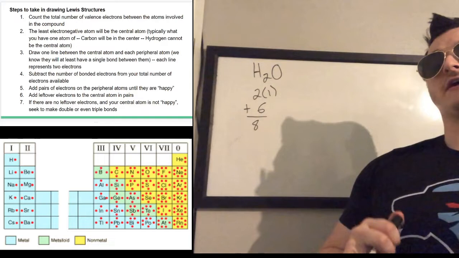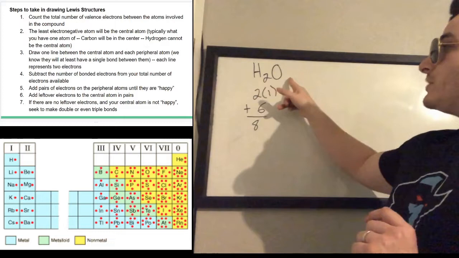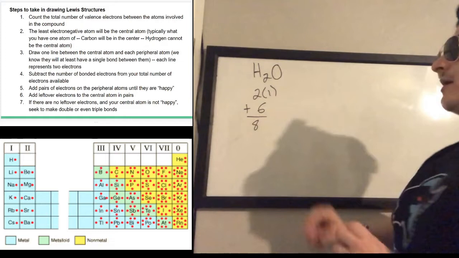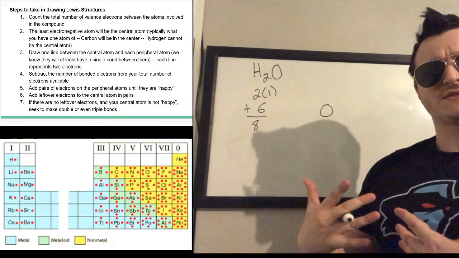Next is to identify who your central atom is. Remember, we said that hydrogen can never be in the middle, and typically whatever you have one of is going to be in the middle. So oxygen is going to be our central atom here. So oxygen is going to go in the middle. And I know there's at least a single bond attaching all of these atoms together, so I might as well get that out of the way.